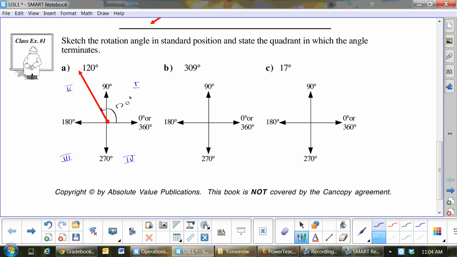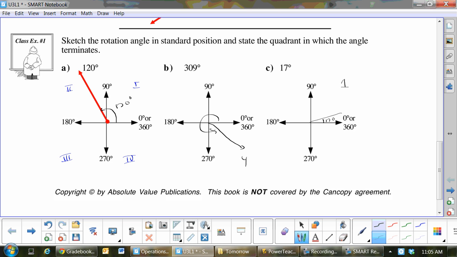Okay? So 309 would be around here somewhere, right? So it's in quadrant 4. How about 17? Quadrant 1. Okay? Now, most of us are very visual when we do these. So you're always going to want to take the time to draw out the question instead of just skipping the question and going right to the answer. It will improve your mark greatly.